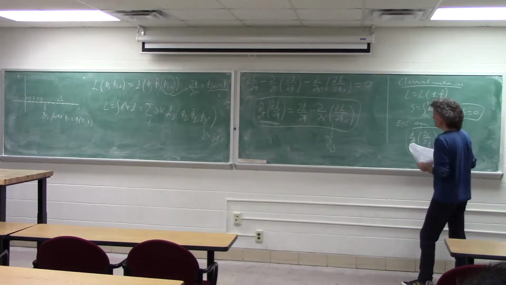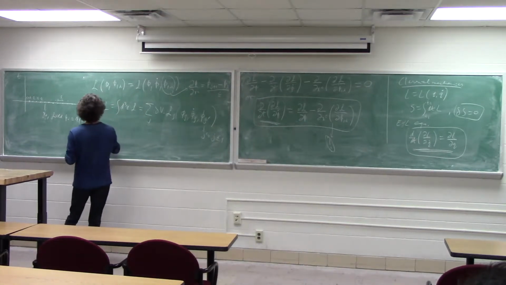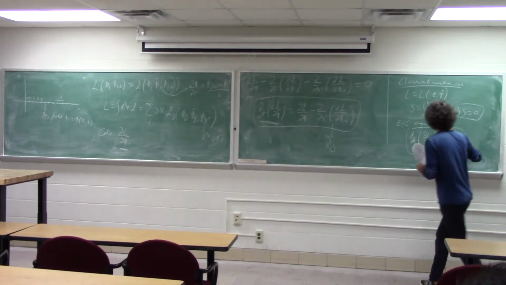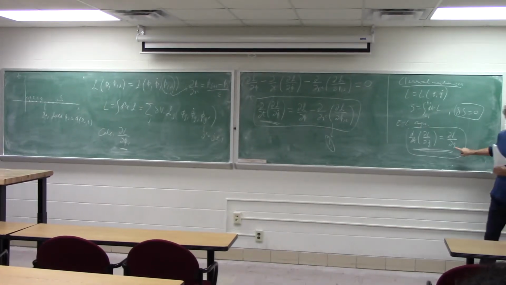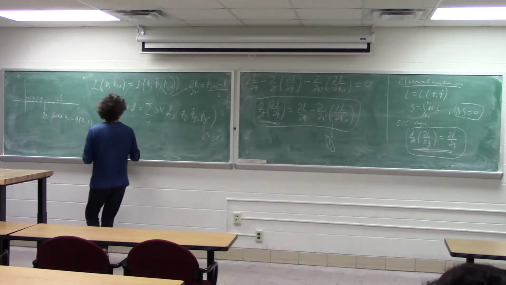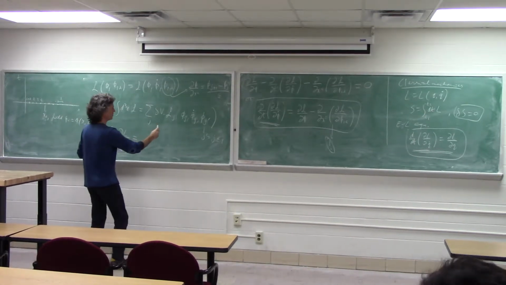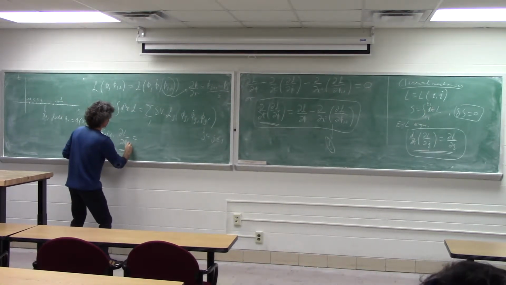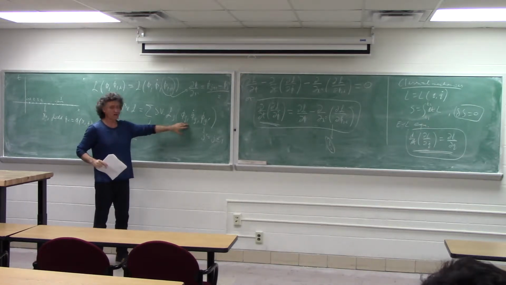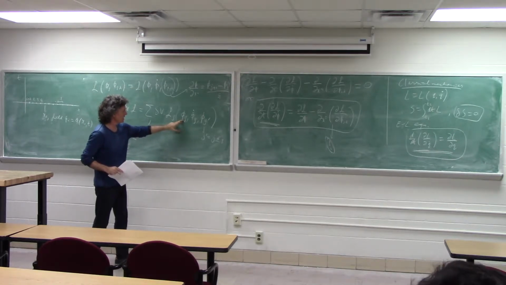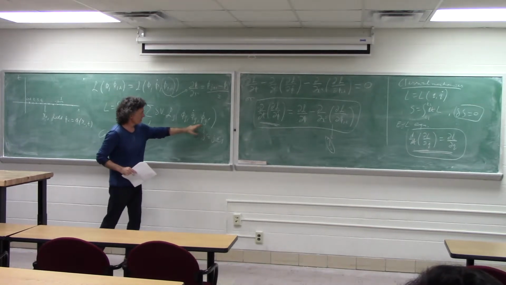The dL by dq, if I calculate dL by d phi j, in other words the analog of this, I'm taking the derivative with respect to a certain field element. Then what you find is that there is more than one term in here that contributes. Because there's a term in phi j, but then there are also terms in phi j plus or minus 1.